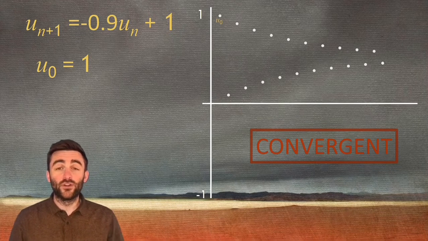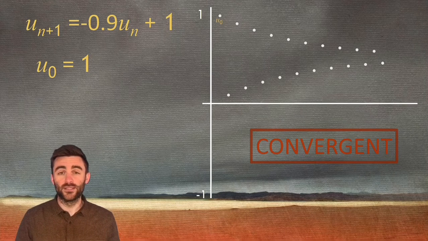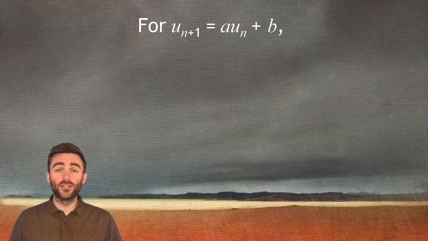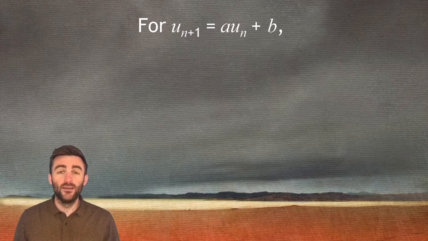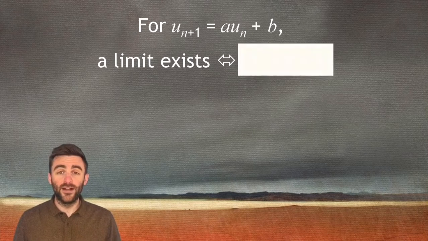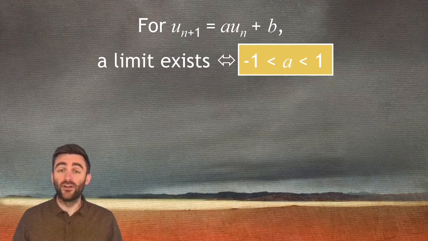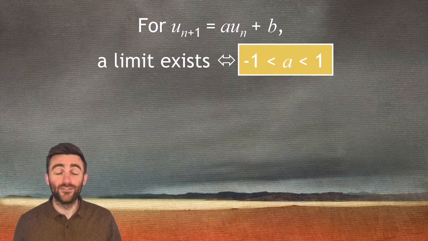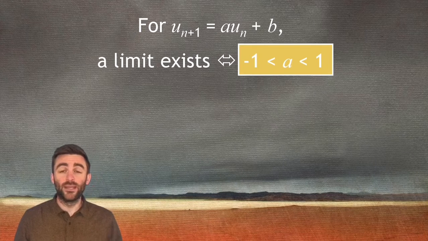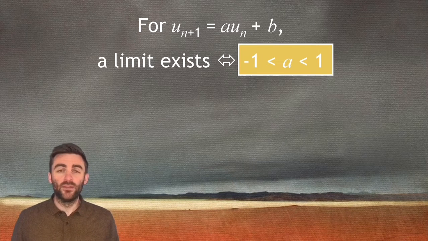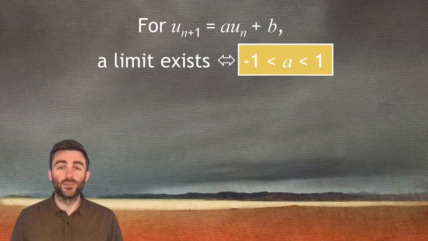So hopefully from looking at those five recurrence relations, we see a pattern of when a sequence is divergent and when it's convergent. We can say for the general recurrence relation, u_(n+1) = a·u_n + b, that a limit exists if and only if the value of a is between negative 1 and 1, which you can think of as meaning the value of a is a proper fraction. So a half, a third, negative 0.1, negative 2/3, 0.4. What we have to be careful of is 1.5 will diverge, it's bigger than 1. And we'll get the same thing with negative 5/4. Top heavy fractions are not proper fractions, so therefore that sequence will still diverge.